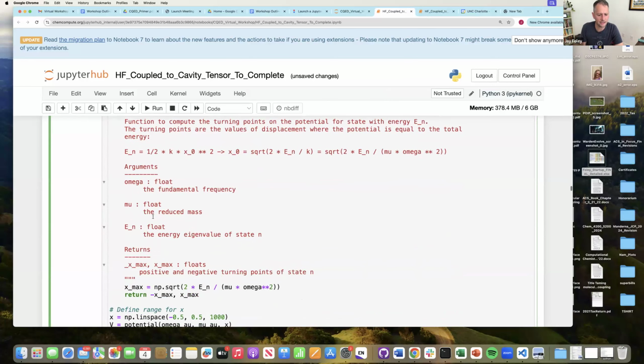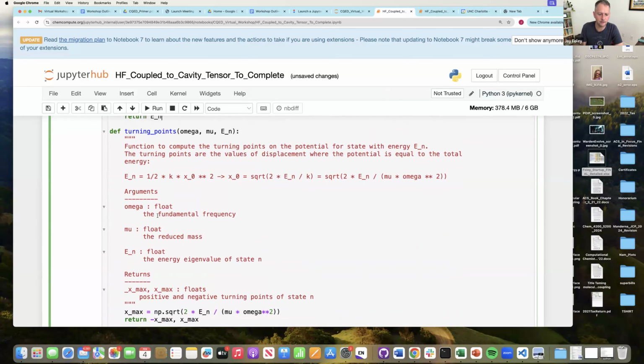And the final function has already been written for us. I'll just tell you really quickly what this is. So what we want to do basically just for aesthetics, when we make this plot, we're going to plot the potential, and then we're going to plot the energy eigenvalues on top of that potential. And aesthetically, it's just quite pleasing if the horizontal lines for the energy eigenvalues start and end at the potential.